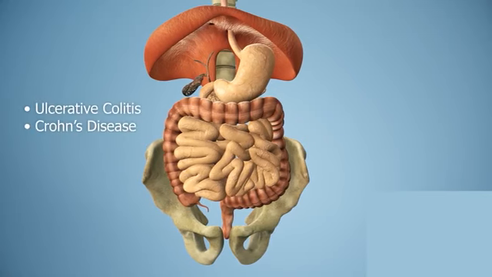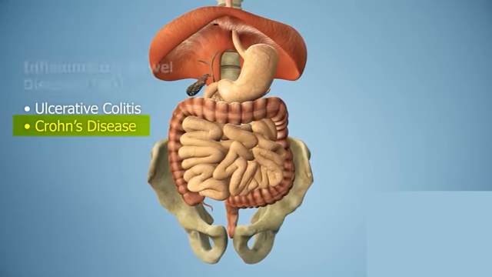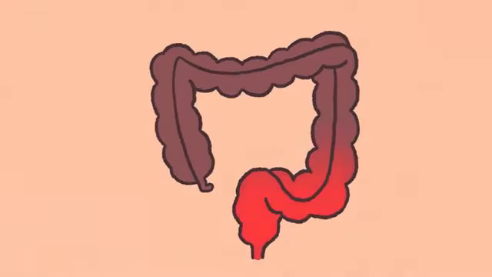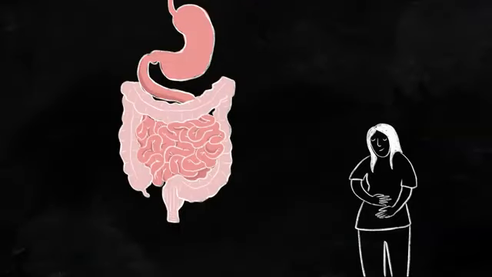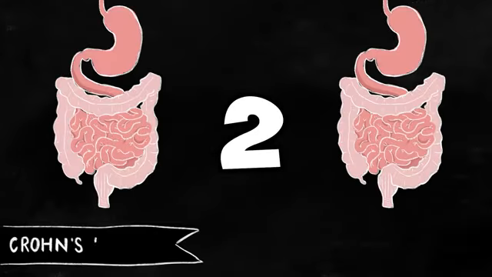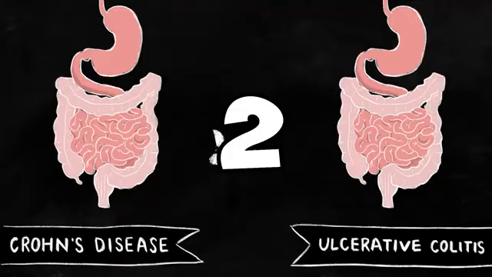Inflammatory bowel disease (IBD) refers to Crohn's disease and ulcerative colitis, two long-term conditions that involve inflammation of the digestive tract or gut. It can lead to a range of digestive symptoms. Now we will discuss the types of IBD. The two main types of IBD are ulcerative colitis and Crohn's disease.